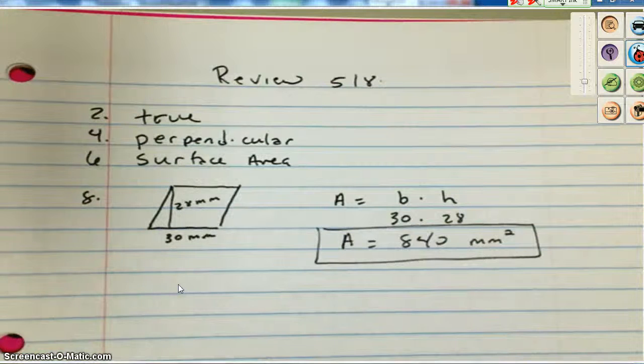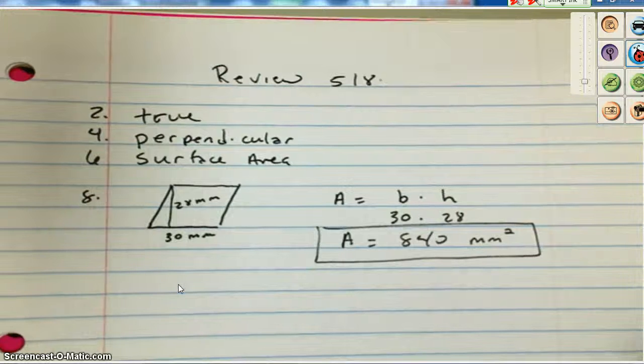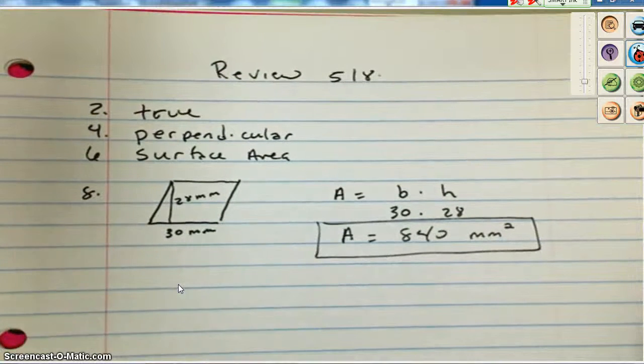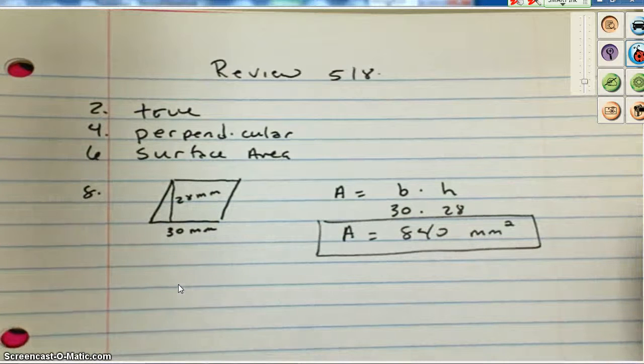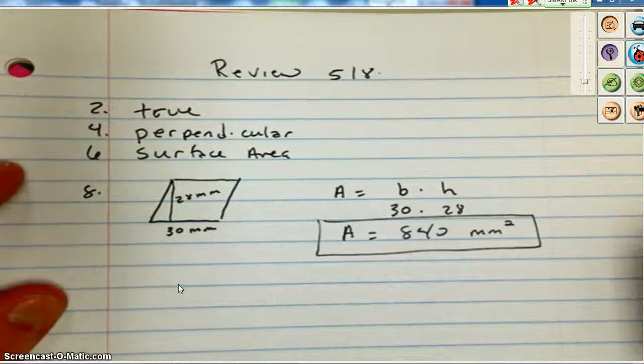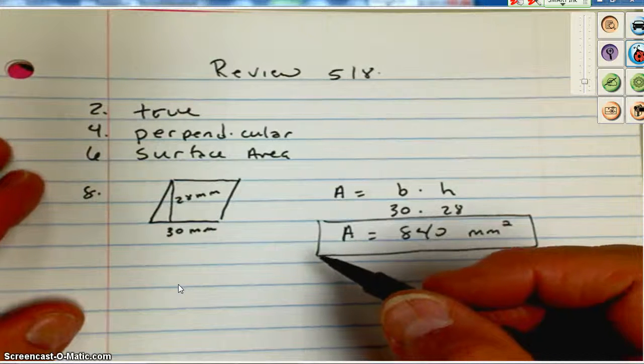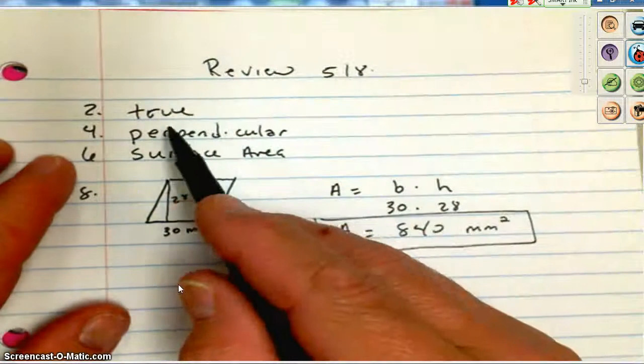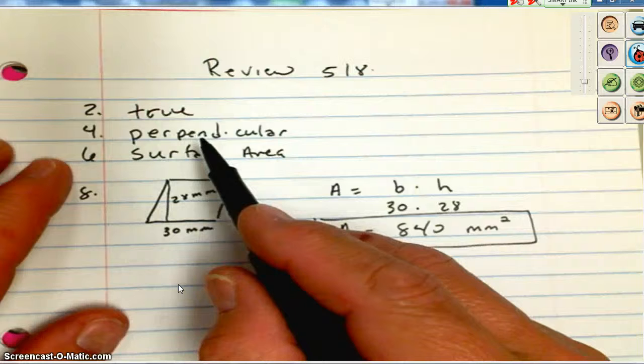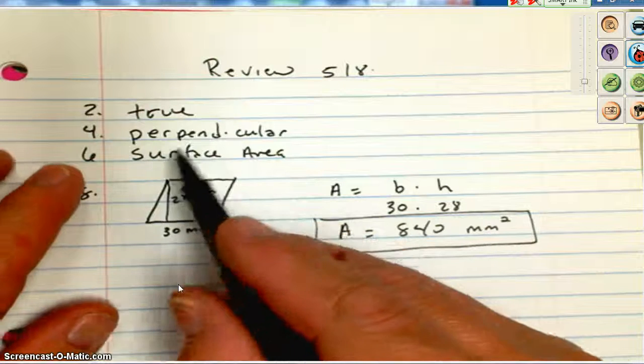Okay, we're going to begin with our review, so you need to turn to pages 518 and 519. We're going to be going through our assignment from yesterday, and you're going to correct your own paper. The first answer, number 2, is true. The surface area of a prism is measured in square units, so you put that down.